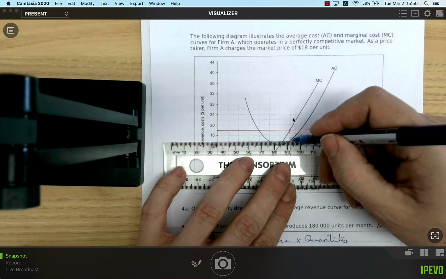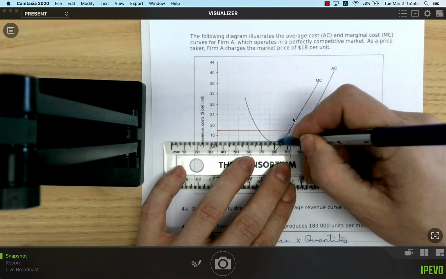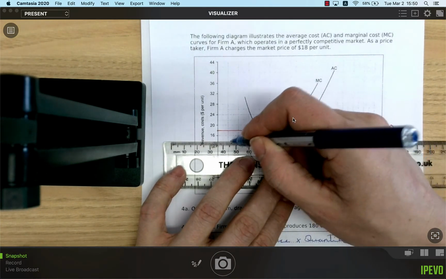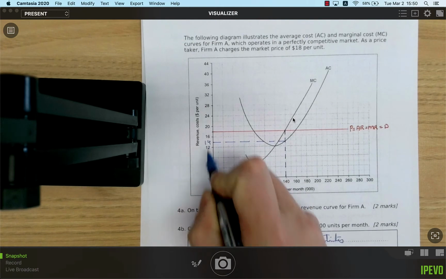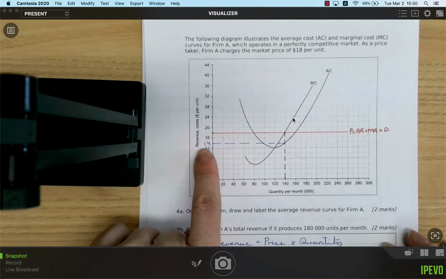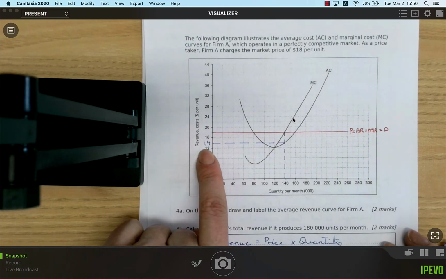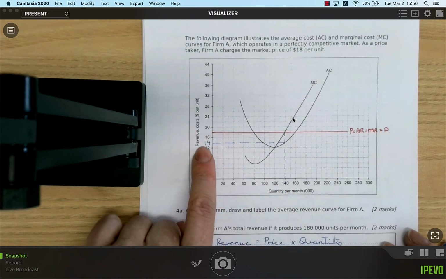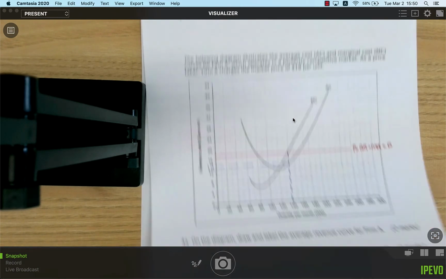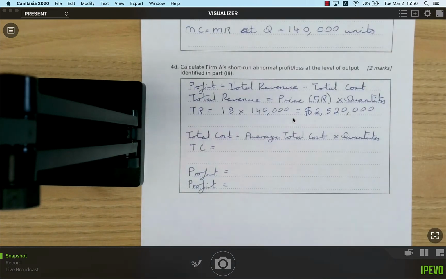All right. So if we go across here, okay, because I never do it in pen, guys. Never, never, never. I believe that's 14. So the average cost per good, if we're making 140,000 per month, is on average $14 per good.